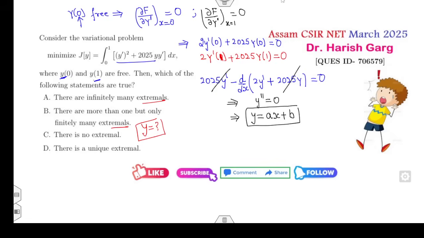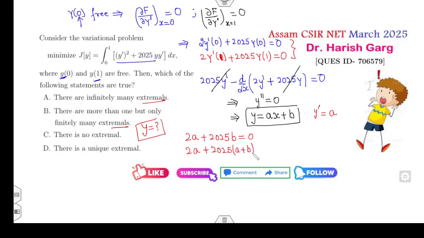यही होगी ना आपकी. अब ये वैल्यू आपकी यहाँ पे फिल कर देते हैं. What is the value of the y dash? Y dash is my a. So the equation becomes 2a plus 25 y of 0 is my b. Second is 2 times y dash again a plus 25. What is the value of the y1?